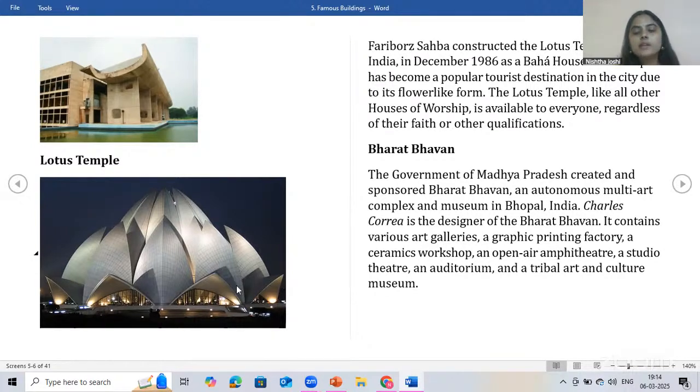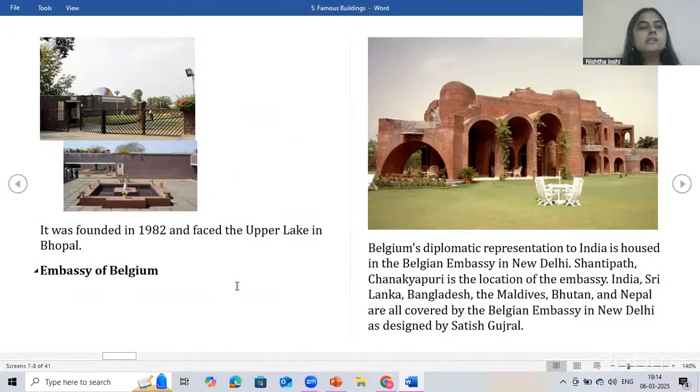It contains various art galleries, a graphic printing factory, a ceramics workshop, an open air amphitheater, a studio theater, an auditorium, and a tribal art and culture museum. So you can see some images of Bharat Bhavan on the left side. It was founded in 1982 and it is right in front of the Upper Lake, which is a very famous and very large lake in Bhopal city. So it is right in front of the lake, facing the lake, and it is a prominent art, culture, and literature center where multiple activities can take place at the same time.